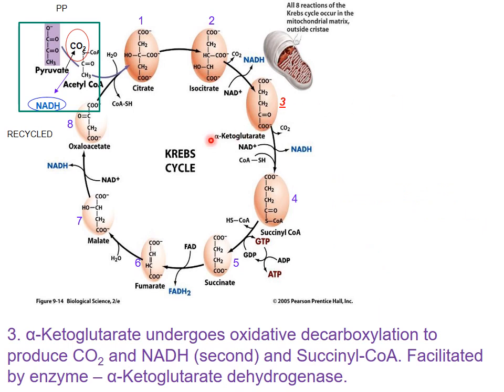In the third stage, that alpha ketoglutarate that was produced in the second step undergoes oxidative decarboxylation to produce carbon dioxide. Remember, the removal of a carboxyl group, and carbon dioxide is produced. Our second NADH electron carrier and something known as succinyl coenzyme A. And this entire step is facilitated by the enzyme alpha ketoglutarate dehydrogenase. And we will put that all into the table at the end.